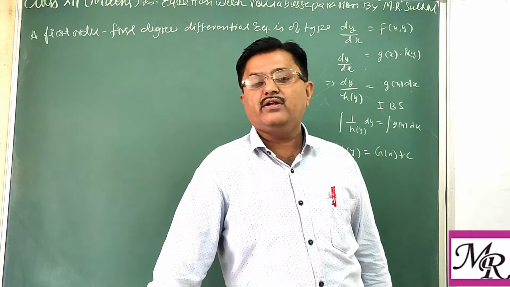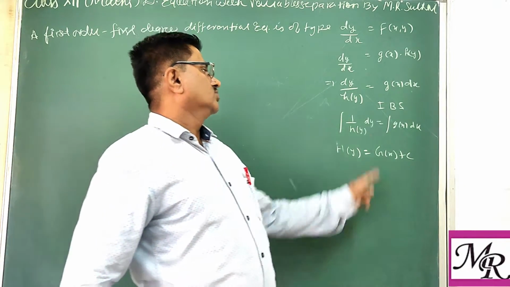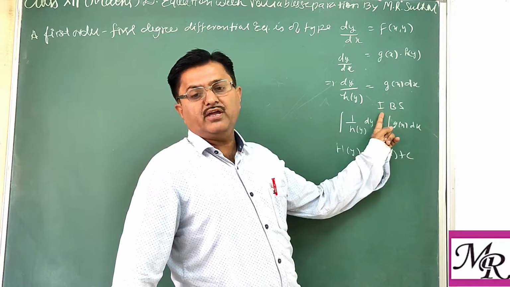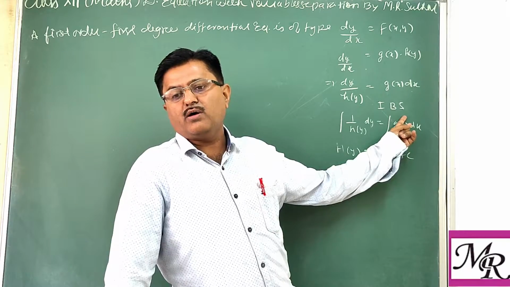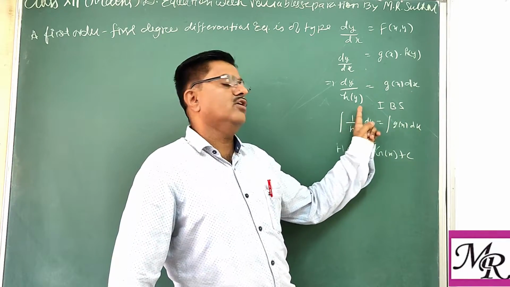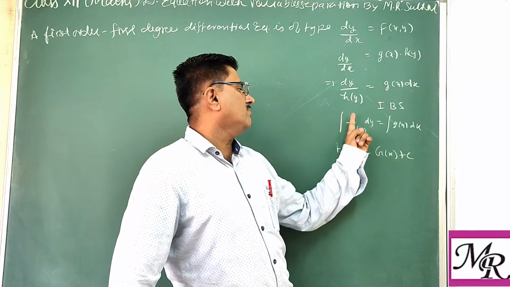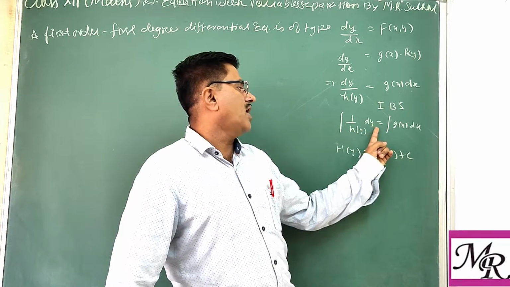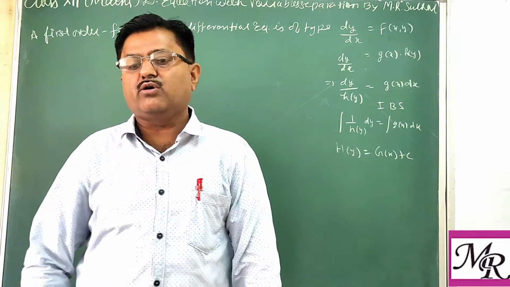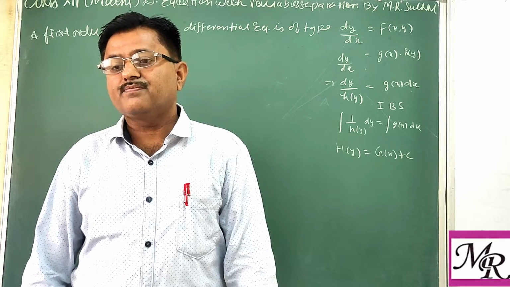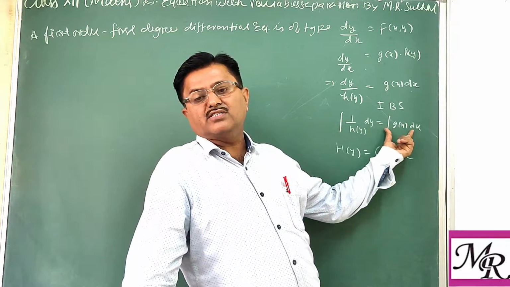So here student, you see we have to integrate this. So now integrating on both sides, I am writing it in short form; you may write integrating on both sides. So here integrate, here integrate. Integration of 1 upon h of y dy equal to integration of g of x dx. So now we take integration on both sides. Clear? So you already know how to find the integration of a function.